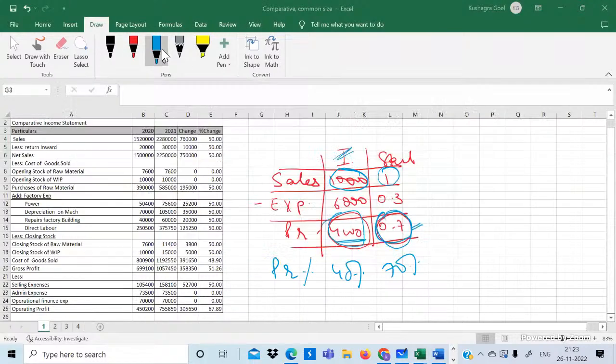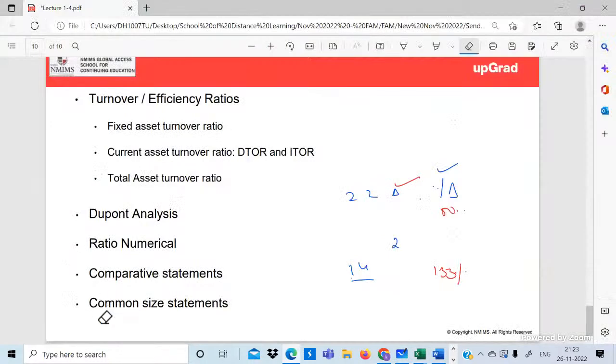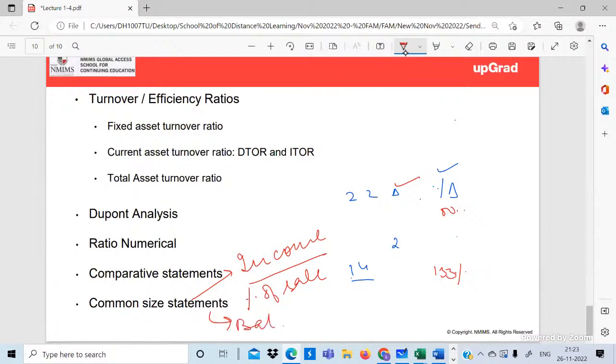So when you're looking at a common size, you convert everything as a percentage of sale if it's an income statement. If you're making a common size income statement, calculate every line item as a percentage of sale. But if it's a balance sheet, then calculate every line item as a percentage of either total asset or total liability, because total assets and total liabilities will be the same, doesn't make a difference.